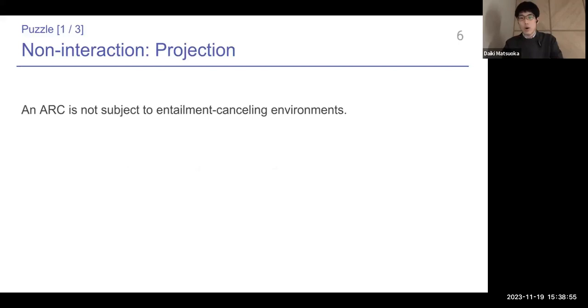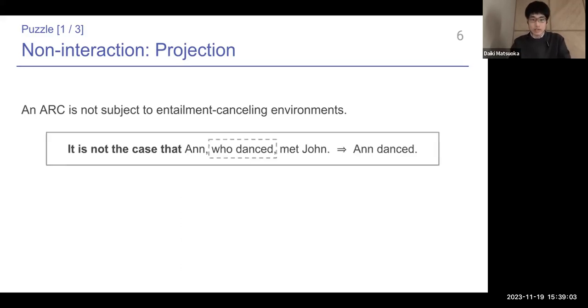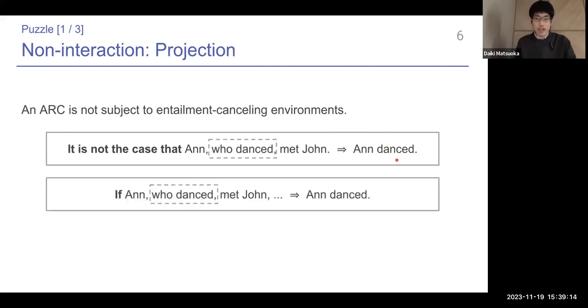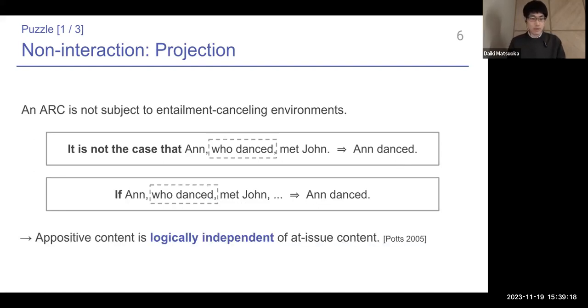The first phenomenon we see is projection. An ARC is not subject to entailment-canceling environments such as negation. "It is not the case that Anne, who danced, met John." This sentence still implies that Anne danced. The situation is the same for the conditional antecedent. So we can technically conclude that appositive content is logically independent of at-issue content. They do not interact with each other.